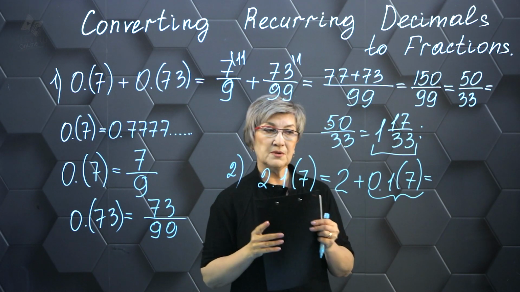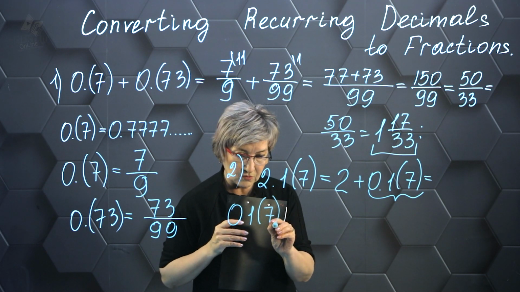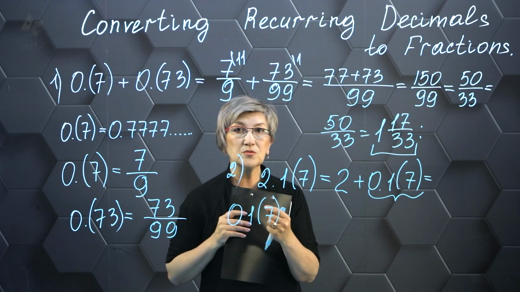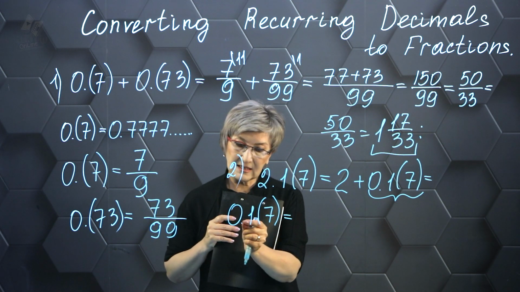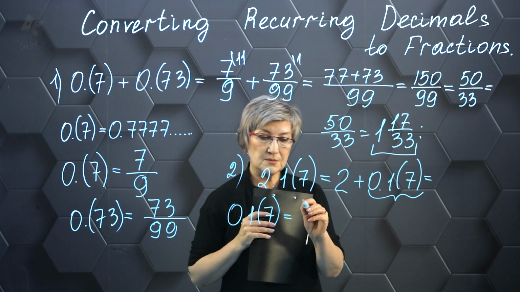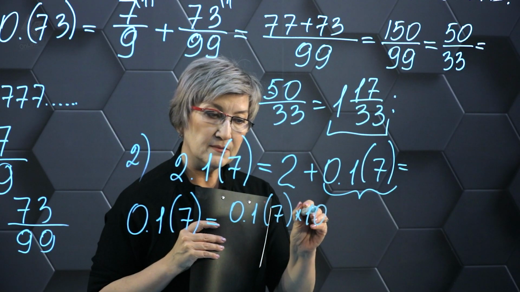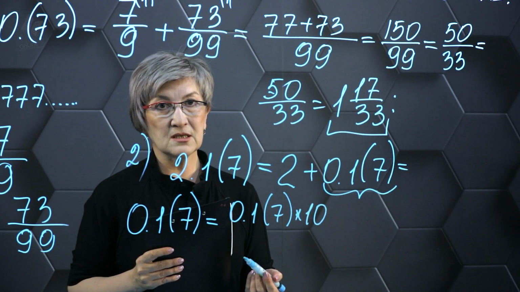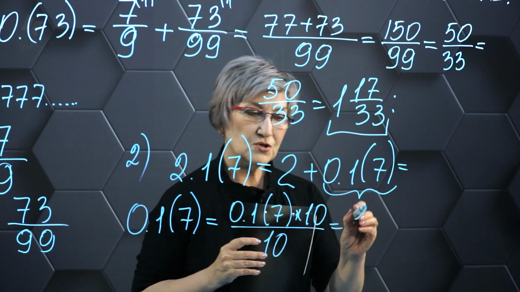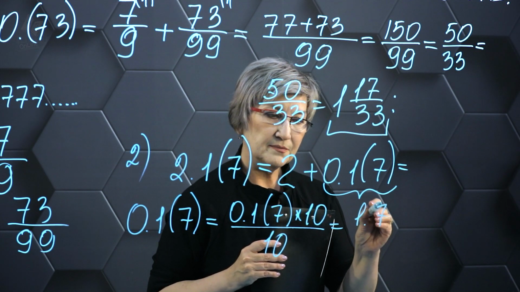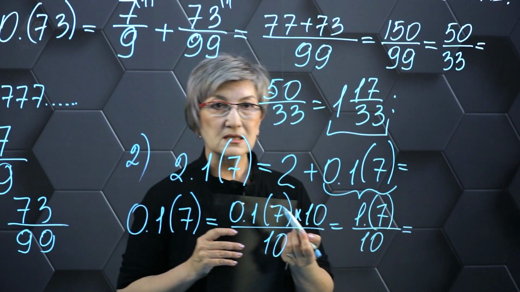How can we accomplish this? If I write 0.1(7), I can move that comma by multiplying by 10. Then the comma will move to the right, so I'll write 0.1(7) times 10. But if I multiply by 10, I also have to divide by 10, and then the numerator will be 1.(7) divided by 10. So we get 1.(7).